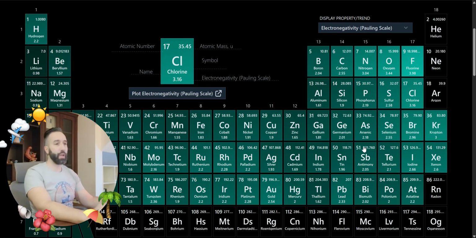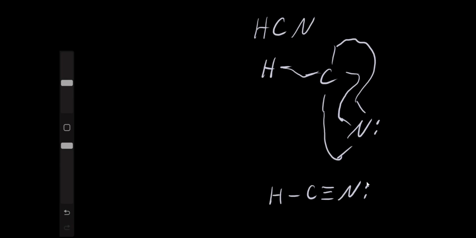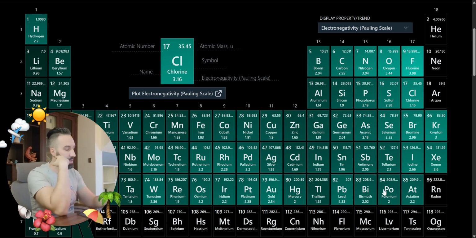And now I can count the electrons to be sure. Nitrogen should have 5, hydrogen has 1, that's 6, and carbon has 4, that's 10. Let's count here: 1, 2, 3, 4, 5, 6, 7, 8, 9, 10. I'm good. Let's see if everything is stable. This one's got 2 electrons, it's stable. This one's got 8 electrons, it's stable. And this one's got 8 electrons, it's stable. So whatever they give you with these organic elements, try to do it like this and you'll never make a mistake.